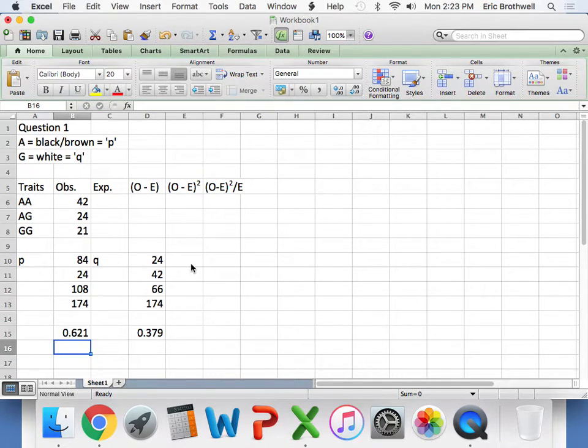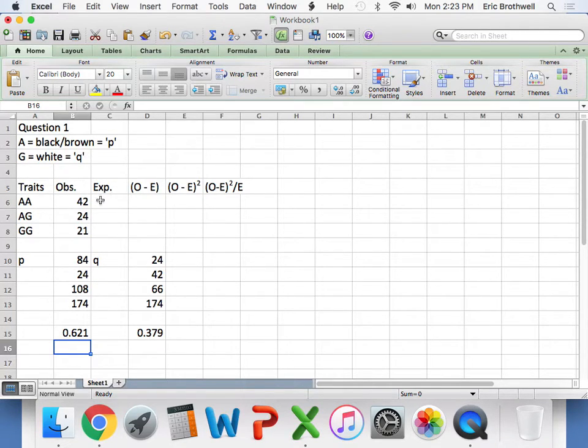So now I have my P and now I have my Q. My P value is 0.621, my Q value is 0.379. The way I did that again is I just added up the number of A's, I added up the number of G's, then I divide by the total number of A's and G's, which turns out to be 174.